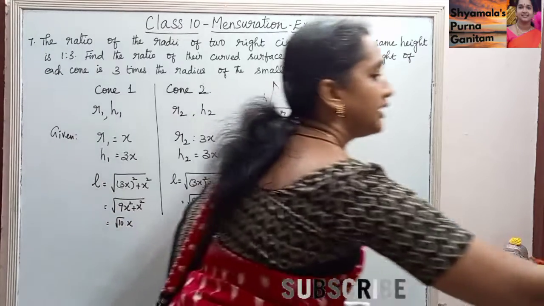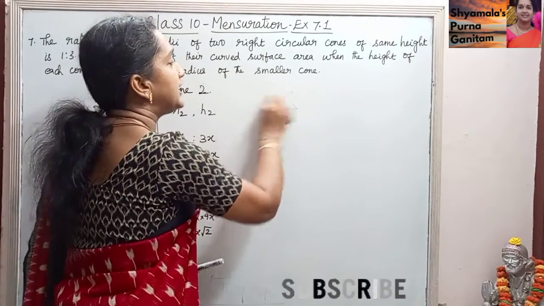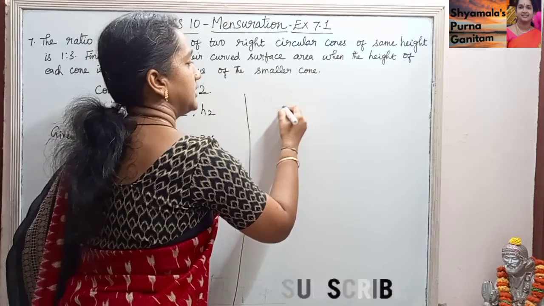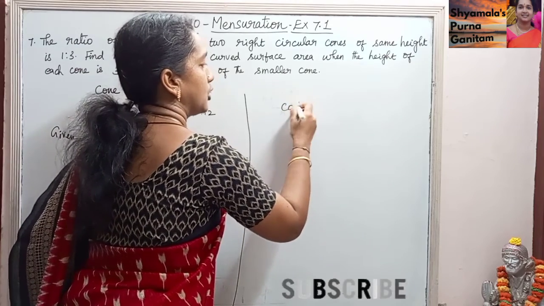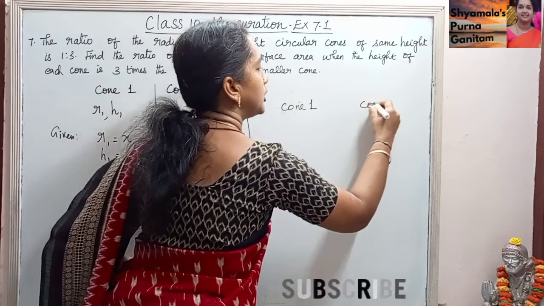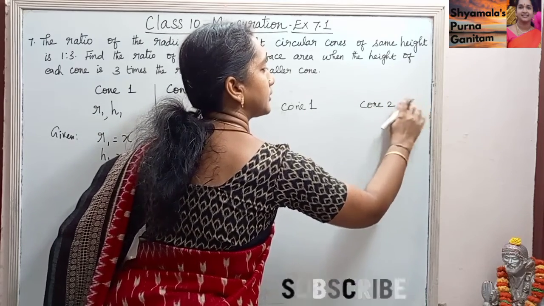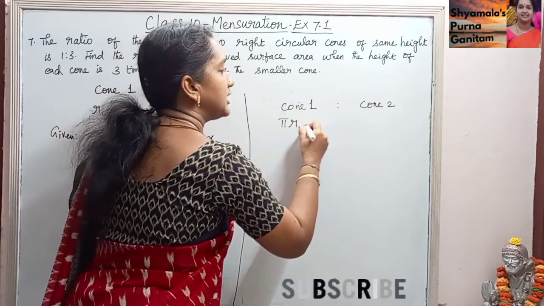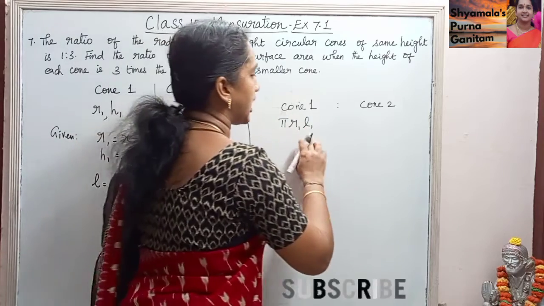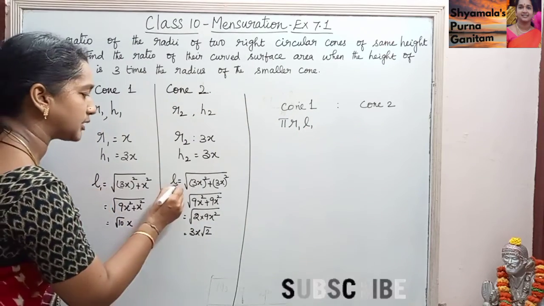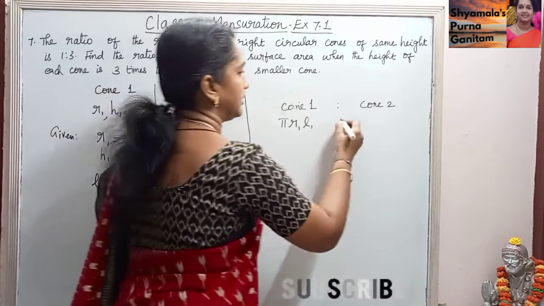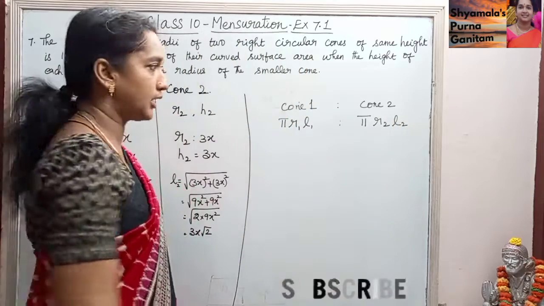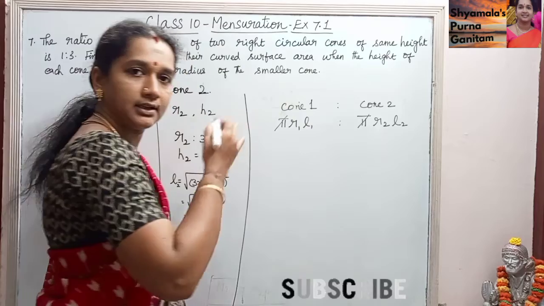Next, we are asked to find the ratio of the curved surface areas, so we will find the ratio now. The ratio of cone 1 and cone 2 is pi R1 L1 to pi R2 L2. Since there are two cones, we take L1 and L2. Pi will get cancelled, as both are the same.